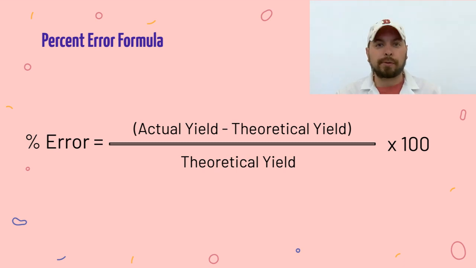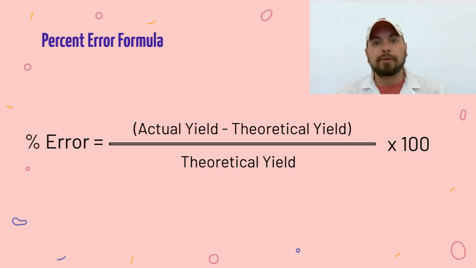With percent error, we take our actual observed data, our yield that we see, we subtract the theoretical yield from that, we divide that by the theoretical yield, and then we take that number and we multiply it by 100. That's percent error. Now, think about it this way. If your percent error is negative, it's because your actual yield, your experimental yield, is less than your theoretical.